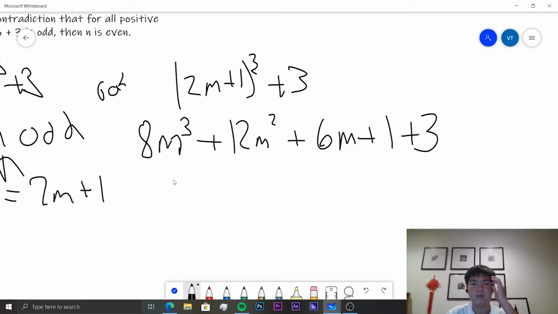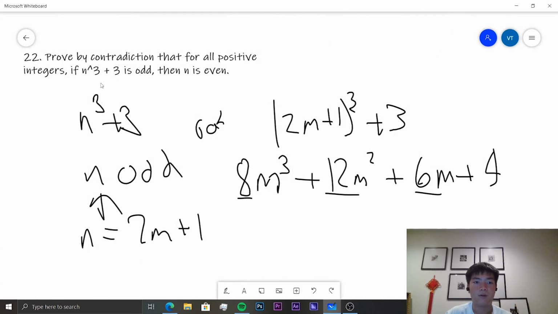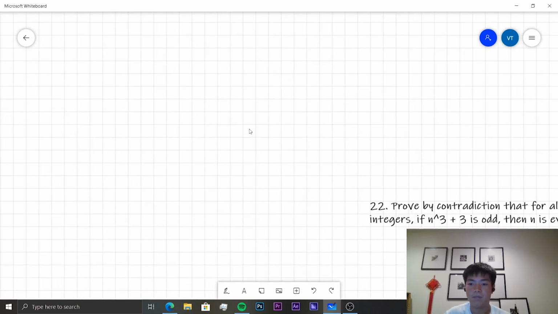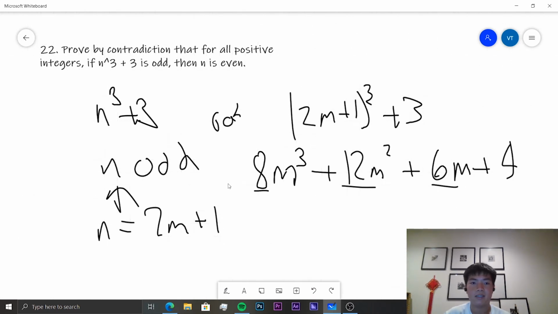And as you can see, there's a pretty obvious contradiction. So 1 plus 3 is 4, and since all of the other coefficients are even in this scenario, it means it's impossible for this n cubed plus 3 value to be an odd number, as it clearly is an even number. Since we have a contradiction, since if n is odd, then n cubed plus 3 must be even. This proves by contradiction that for all positive numbers, if n cubed plus 3 is odd, then n is even.